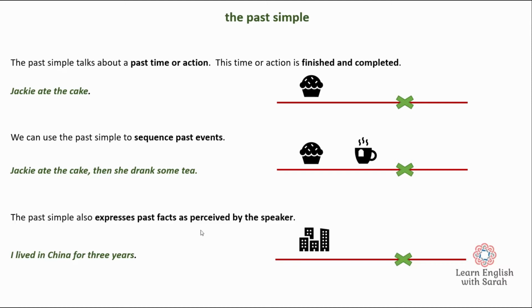Past simple also really expresses past facts as perceived by the speaker. So this sentence here, and this is true for me, I lived in China for 3 years. So this is fine. This is a finished thing. This is now, I'm not in China anymore.